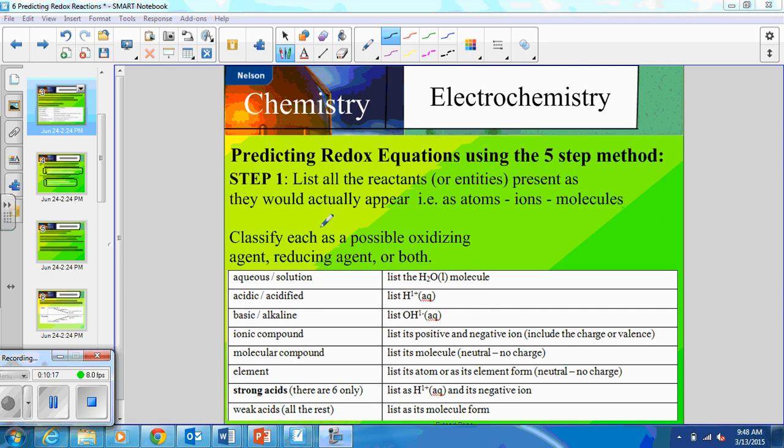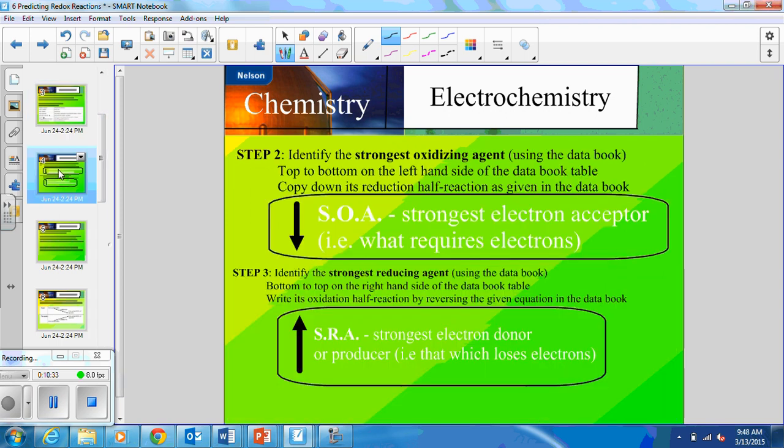So if we go back and review our steps, our first step is to list all the entities present, whether they're atoms, ions, or molecules. Elements and molecular compounds always have no charge, and they always remain in the molecular element form. Just something to point out, because that example didn't come up in the last time.